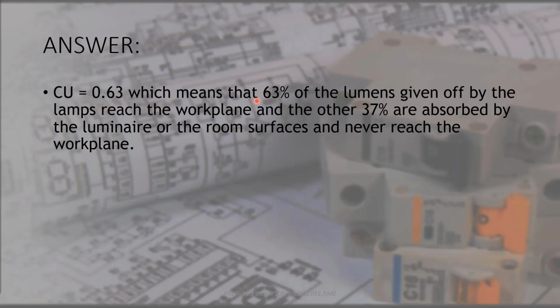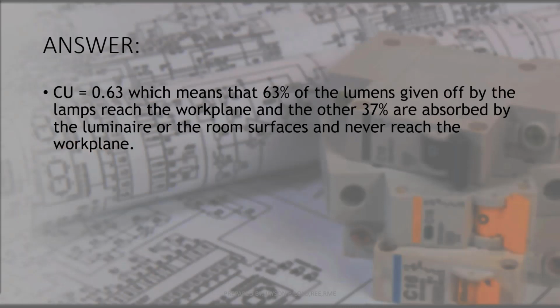0.63, 63% of the lumens given off by the lamps reach the work plane, and the other 37% are absorbed by the luminaire or the room surfaces and never reach the work plane. So, mao na siya ang CU. Meaning, if you have 100 watts, then 2,300 lumens, then you have only 63% of that nyato dito sa imong table. The rest is lahi na padulong ang kahayag.